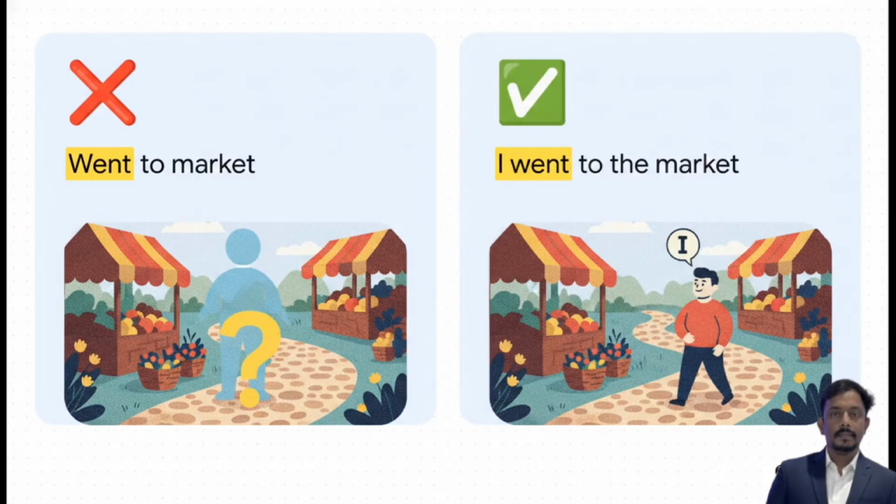For example, if you just say, "went to market," well, my immediate question is, who? Who went to the market? It's like a story without a main character. By just adding that one little word, "I," you've suddenly created a complete, clear picture. "I went to the market."